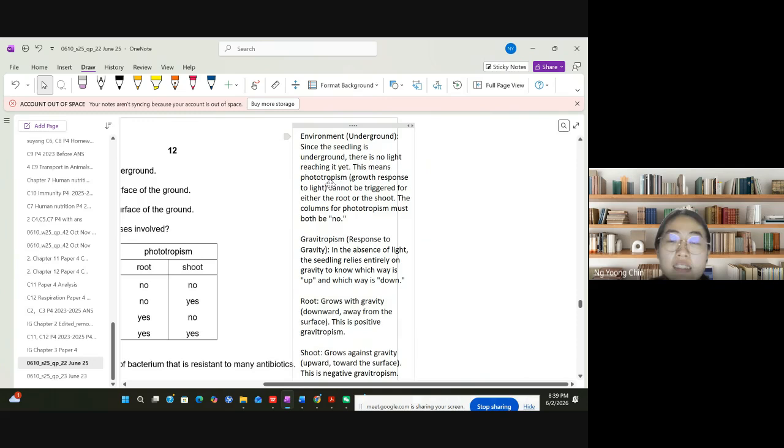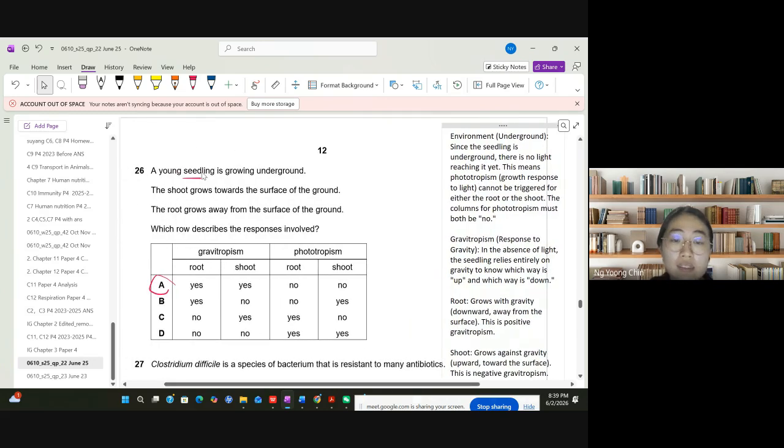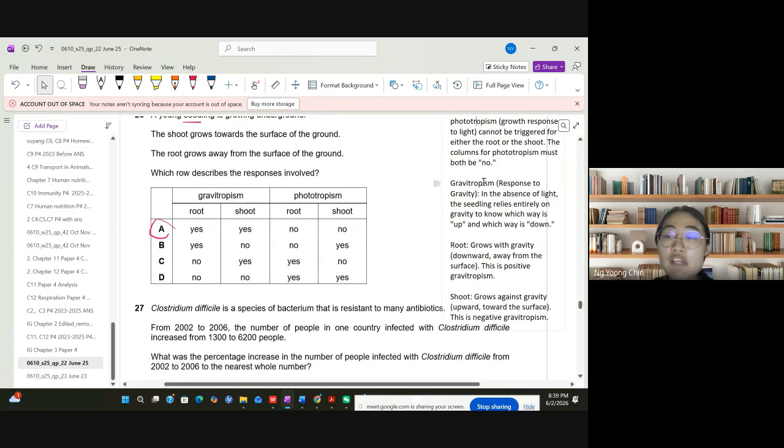Since the seedling is just growing underground, under the soil, there will be no light reaching it. So this means that phototropism cannot be triggered, either in roots or shoot. So that's why they will be 0, okay? No. For gravitropism, in the absence of light, the seedling depends entirely on gravity, up or down.